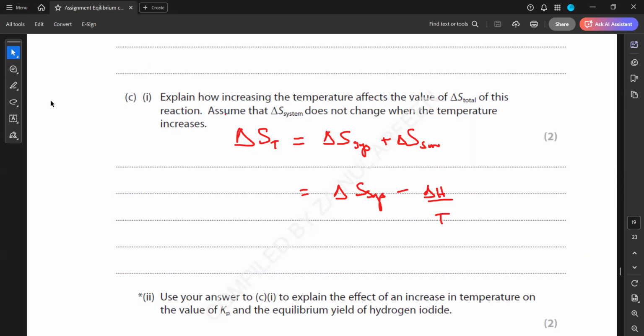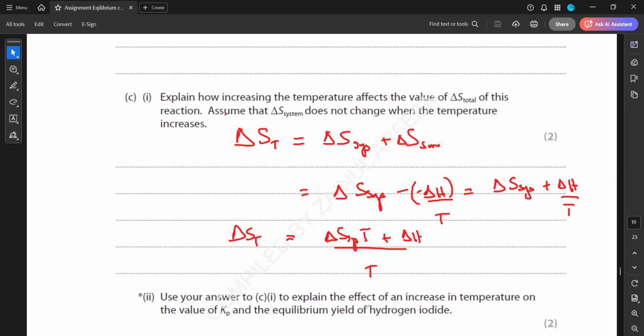So if the delta H value is negative, this will become positive when I simplify. So this will be entropy of the system plus delta H over T. When I take T as the LCM, you don't have to show this working. I'm just giving an equation, then I will use that equation to explain the reason. So it will be entropy of the system times T plus delta H. This is the equation for us. Now what they're saying is to assume that the entropy of the system does not change when the temperature increases.